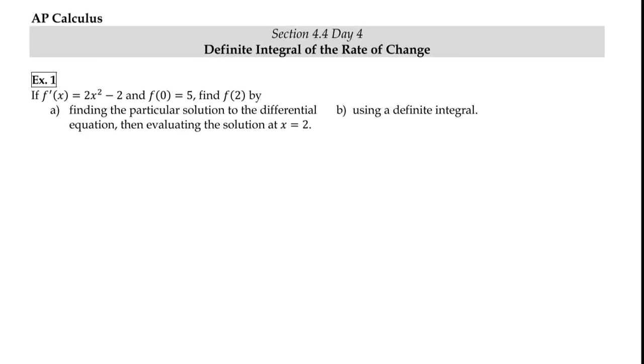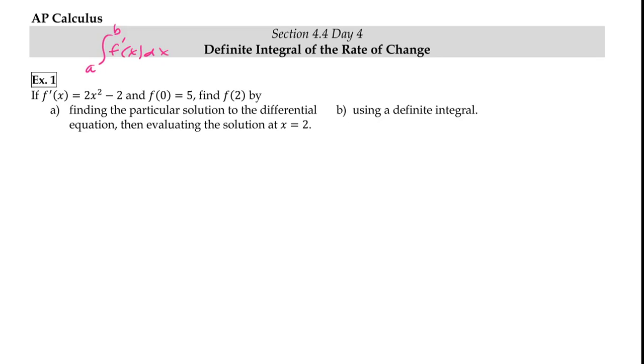So today we're on day 4, and we're going to look at the definite integral of the rate of change. That sounds really wordy, but if you take it apart, you know what a definite integral is, right? That's when we integrate, let's say, from a to b of f of x dx. But now all we're saying is we're going to integrate the rate of change. Well, what's the rate of change? The derivative. Okay, so that's what we're going to look at today. That's all that means. We're going to build up to it as always.